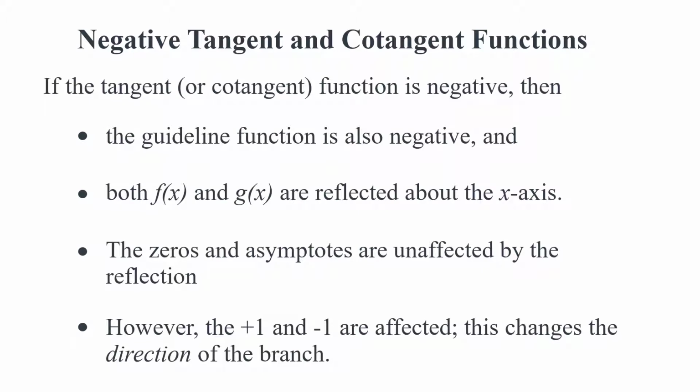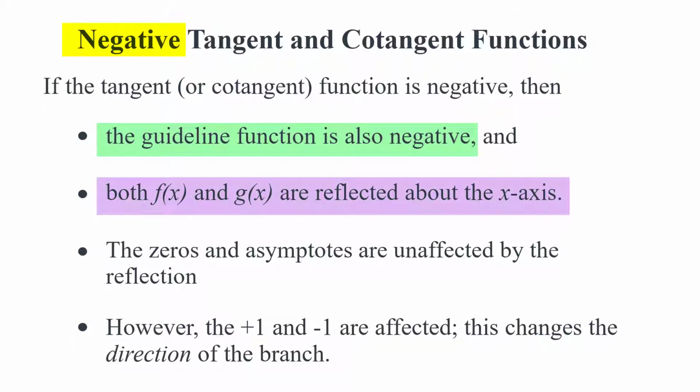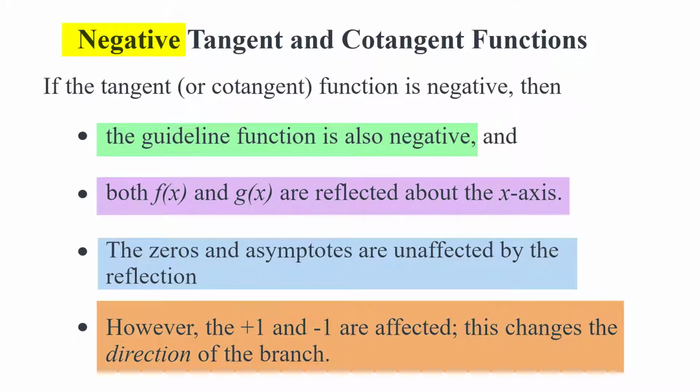Okay, so it's possible for the tangent or the cotangent function to have a coefficient that's negative. It's a negative on the outside of the function. What it means is that the guideline graph is also negative, and that both f of x and g of x are reflected about the x-axis. Now, zeros and asymptotes are unaffected by this reflection. However, the positive one and the negative one are affected. This changes the direction of the branch.